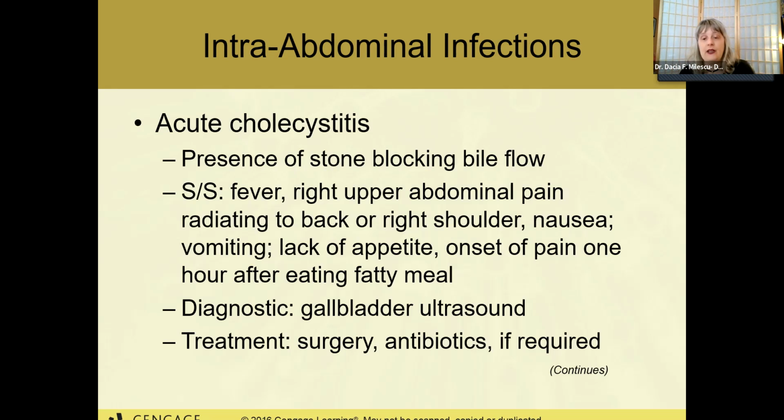Easiest way now, we don't even need to do a CAT scan anymore. Gallbladder ultrasound, diagnosis, then treatment. Like I said, laparoscopic removal of the gallbladder, and we call that a lap chole or a laparoscopic cholecystectomy, lap chole for short. And so the gallbladder is going to be gone.